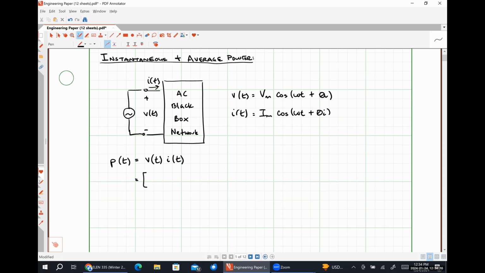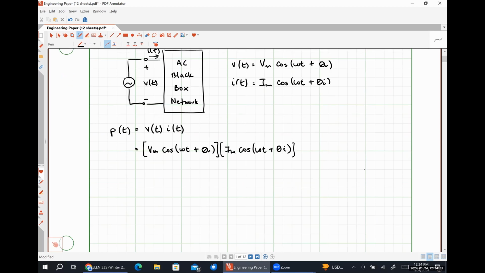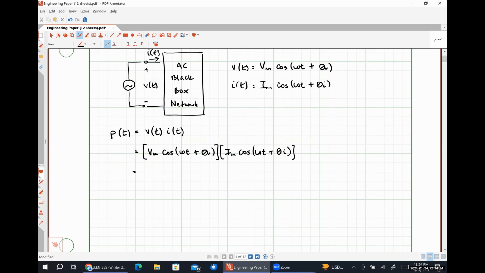So that's going to look like Vm cosine omega t plus theta v multiplied by Im cosine omega t plus theta I. And using a trig identity, this looks like 1/2 Vm Im cosine theta v minus theta I plus 1/2 Vm Im cosine twice omega t plus theta v plus theta I.